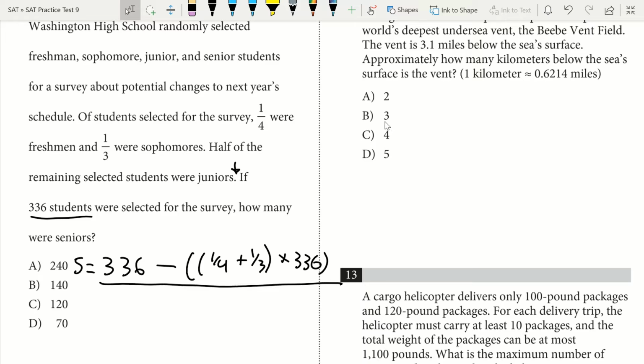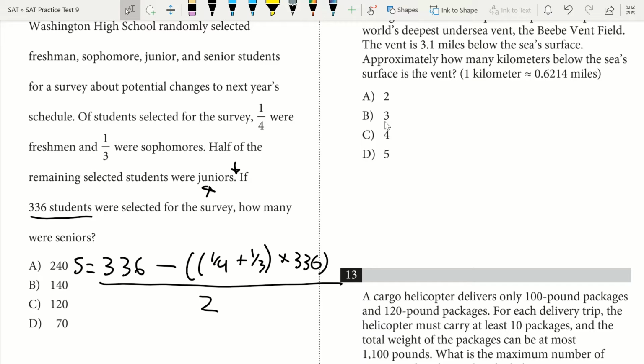And we divide that by 2 because we know that the number of juniors and the number of seniors are equal, right? And we know that they make up the rest. So if we divide this by 2, it gives us our number of seniors, which is also our number of juniors, but we don't need juniors. So we can go ahead and do this. We're going to plug it into our calculator, and I'm going to go ahead and do that right now.